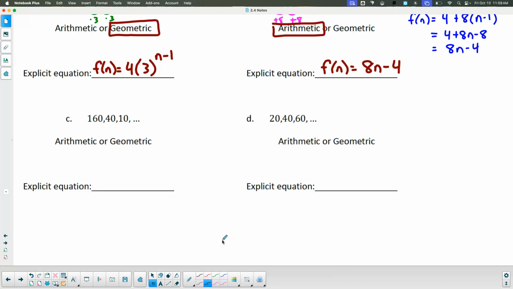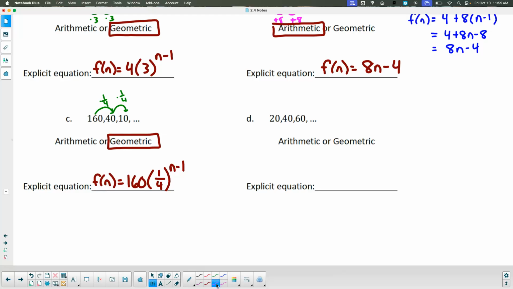In part C, it appears that we are dividing by 4, which is the same as multiplying by 1/4. So since we are multiplying, that is geometric. And my function would be 160 times 1/4 to the n minus 1 power.